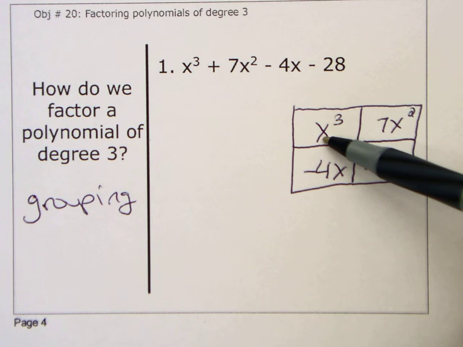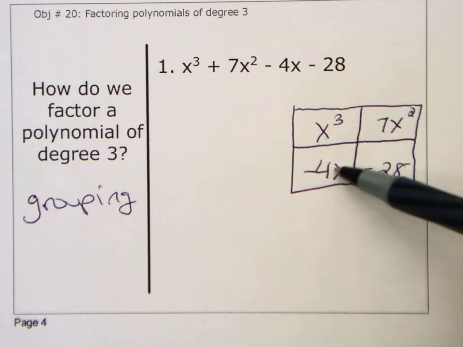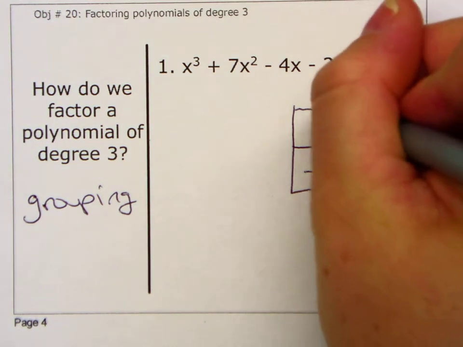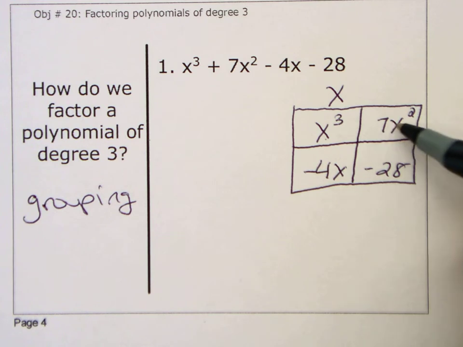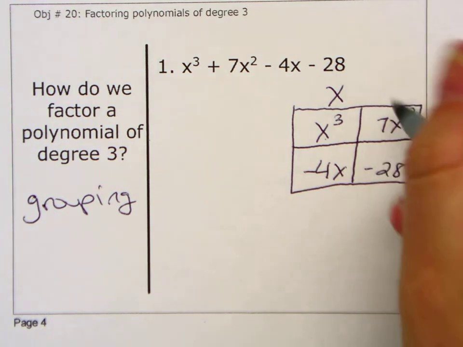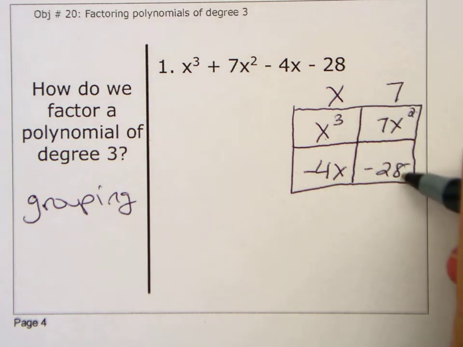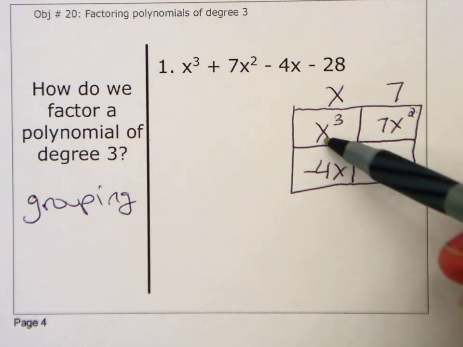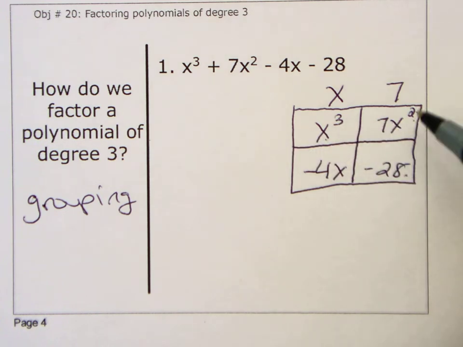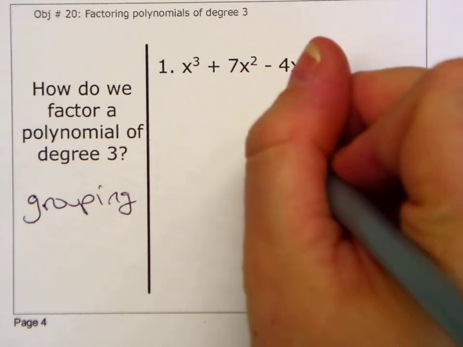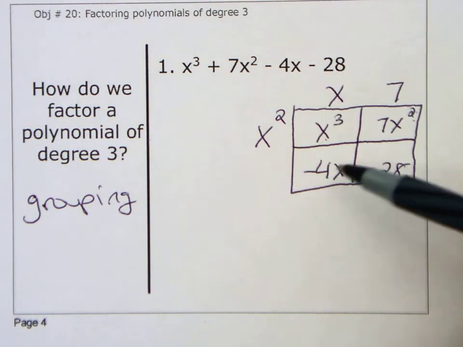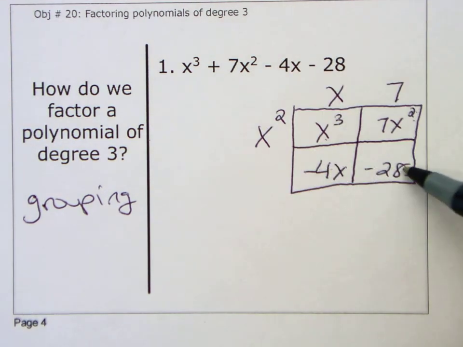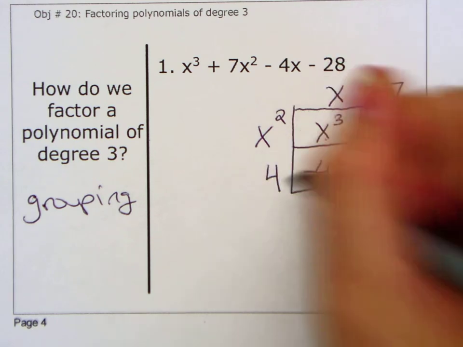What's the GCF of x cubed and negative 4x? Just x. What's the GCF of 7x squared and negative 28? 7 goes into both of those. Notice you can't put x. There's no x here. So the GCF is just 7. Now left and right, the GCF of x cubed and 7x squared. Take the smaller x, x squared. Minus 4 and minus 28: 4 goes into both of those.